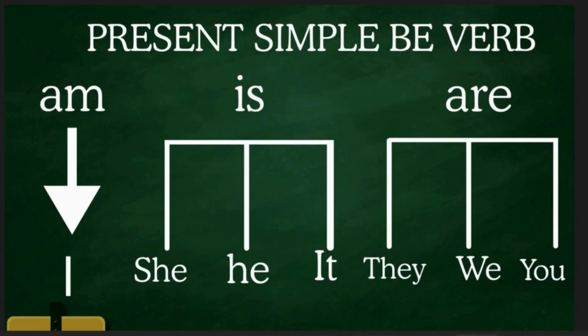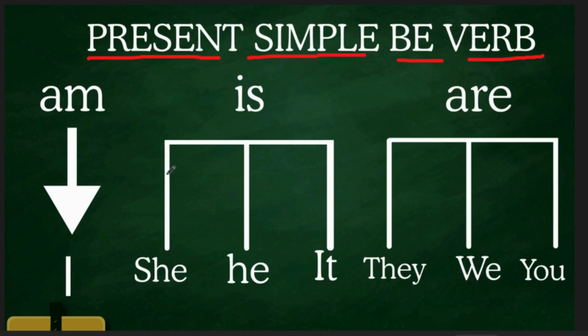Hi there! In this lesson, we will learn the present simple be verb. We use these words to describe people, things, and situations in the present time. Let's see how we use each one correctly.